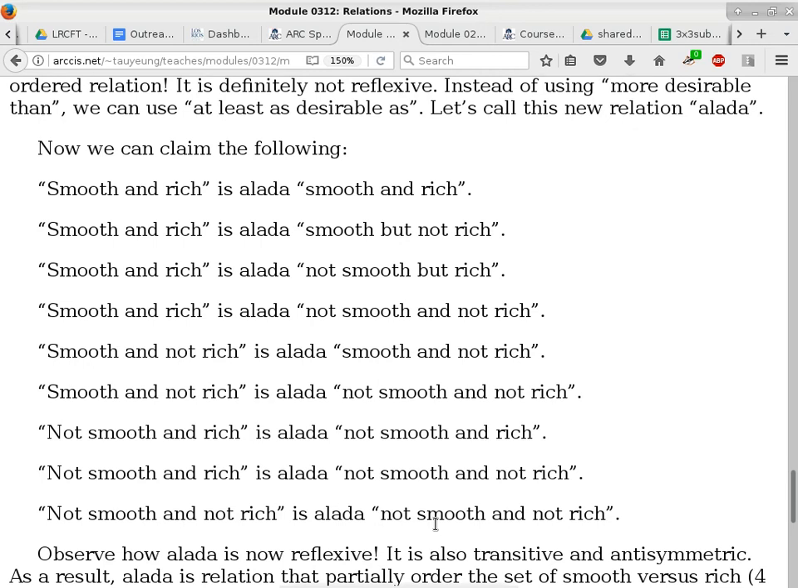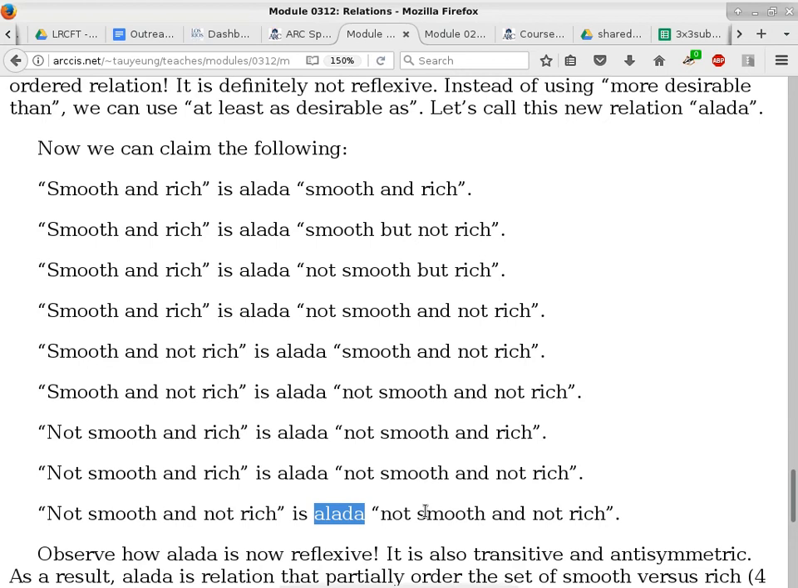Okay, so this is actually a partial ordering type of relation. So "at least as desirable as," in this particular definition, is a partial ordering. Now, partial ordering means it is not always possible to say whether something relates to something else or not. Like in this case, do I know whether smooth and not rich is at least as desirable as not smooth and rich? It's not listed here. That relation is never established.